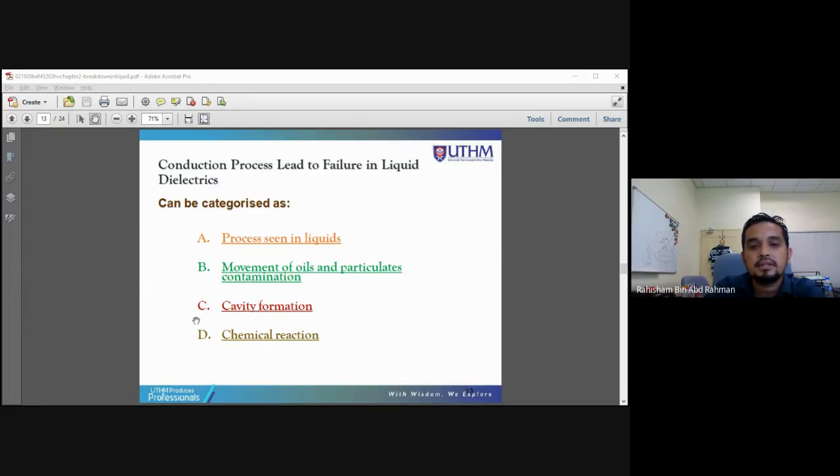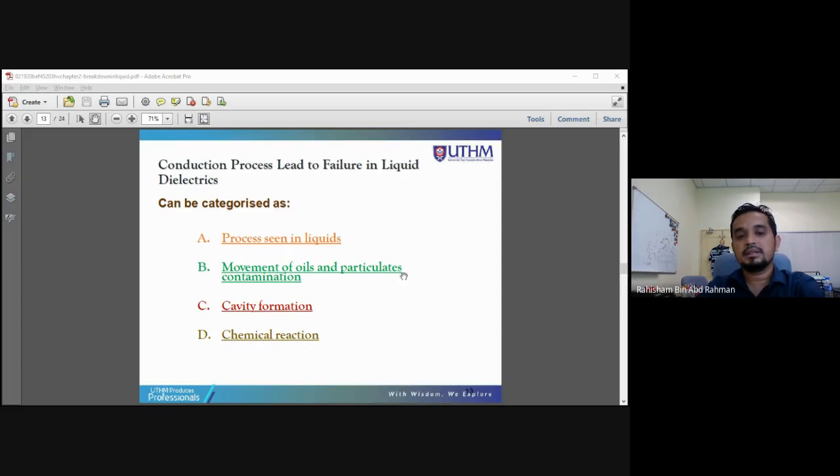And then next is the conduction process due to cavity, caused by air bubbles or water bubbles within the gas, within the solid. And then, not to deny, we will have the chemical reaction. For example, we have the deposition of the metal tank material that can react with the void, with the liquid, etc. That will lead to the failure.